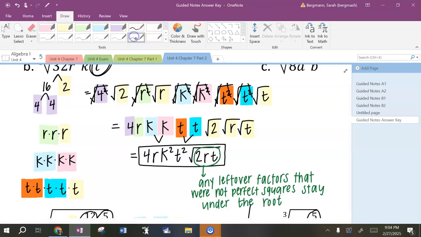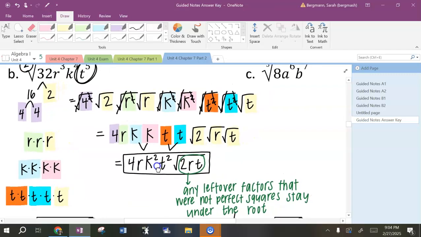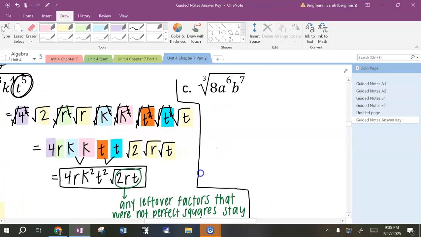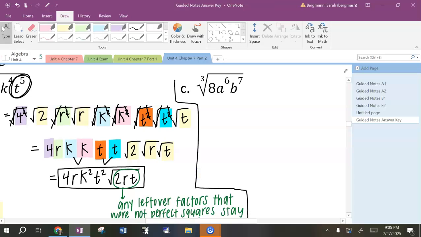Okay, we're going to do one more example where we have a cube root instead of a square root. So take a look at this problem C. We have the cube root of 8, a to the 6th, b to the 7th.